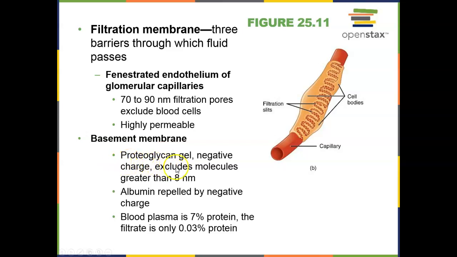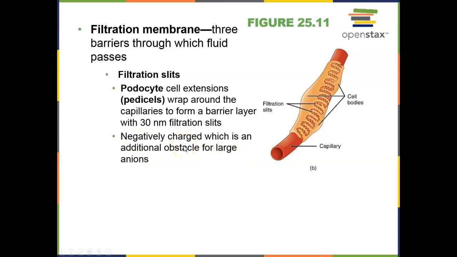But then the basement membrane has proteoglycans that are negatively charged, and so only things that are about 8 nanometers or smaller than 8 nanometers are going to get through that. So albumin proteins are going to be repelled. And then we have the podocytes, with the pedicels that also protect. And so anything that gets through the basement membrane would then have to go through the third barrier, which only allows certain things to get through, because again, negative charge is going to keep lots of anions from getting through.